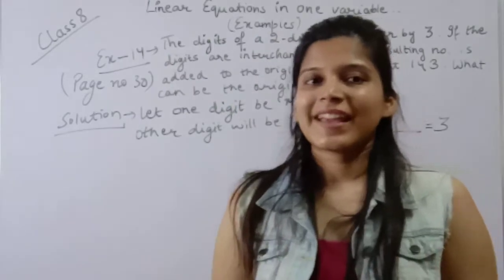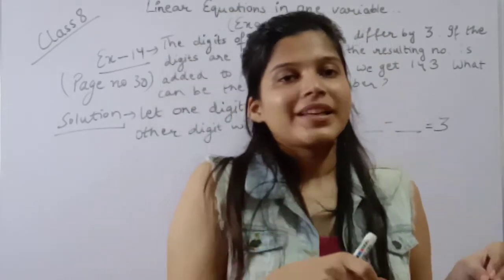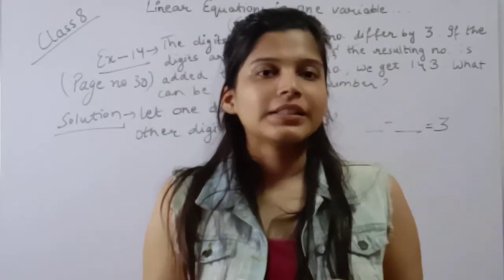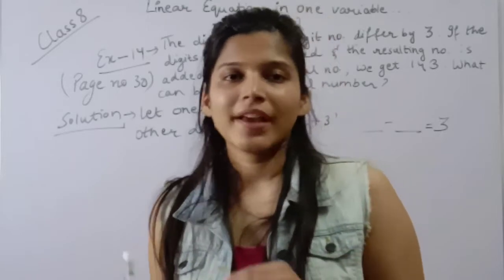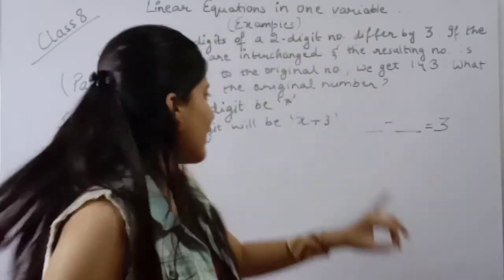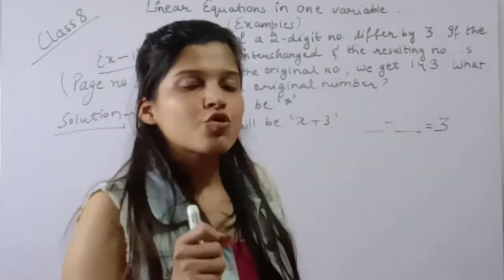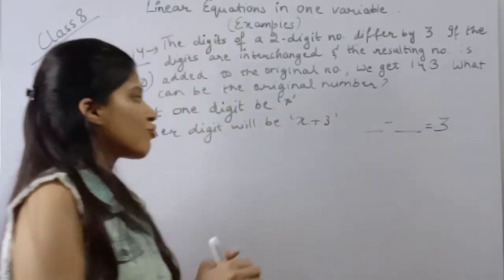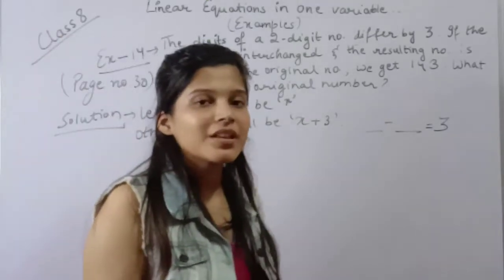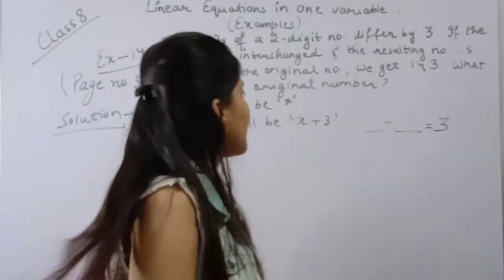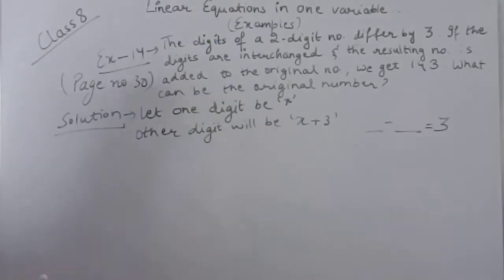Suppose one is 9 and the other is 6, so 9 minus 6 is 3. So if one is 6, the other is 6 plus 3, which is 9. So if one digit is x, the other will be x plus 3. Why? Because the difference is 3.